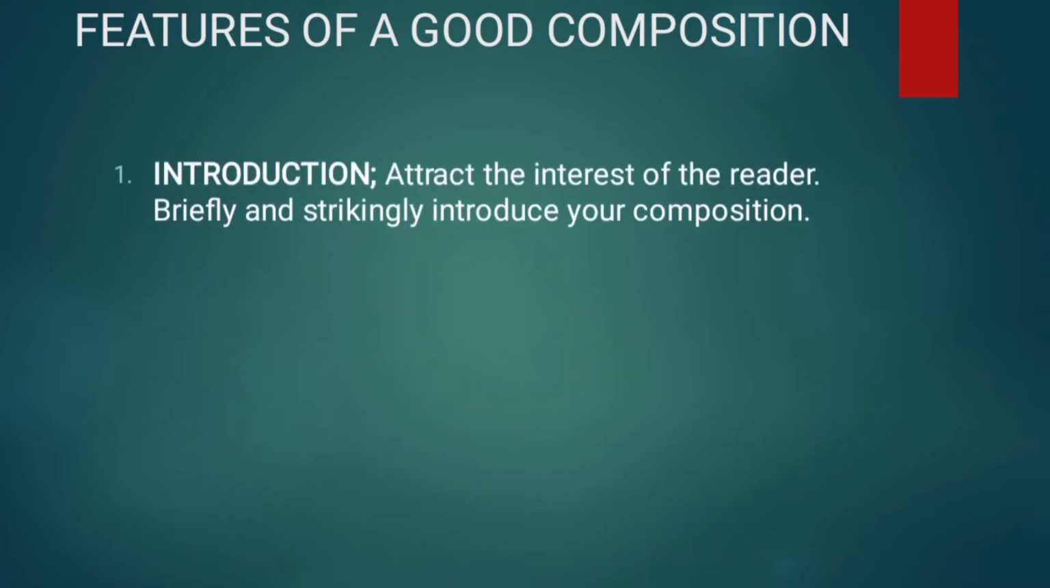So let us now look at some of the features of a good composition. Every composition, firstly, must have a title. Before we go to the introduction, a composition must have a title on top. And remember, for the title, when you write it in capital letters, you don't need to underline. When you write it in small letters, you need to underline. So a composition must have a title.